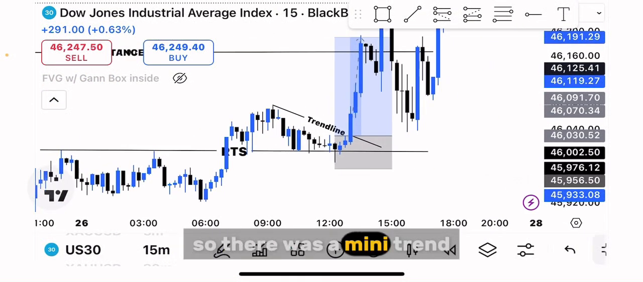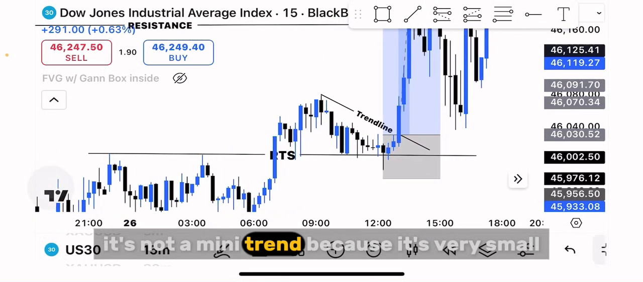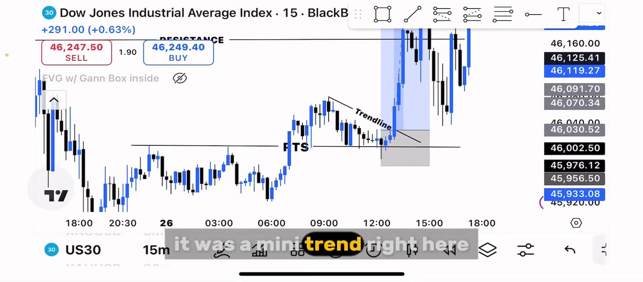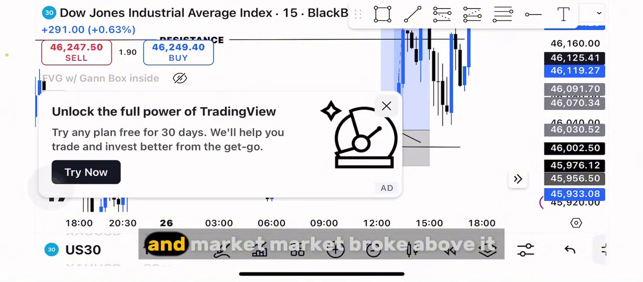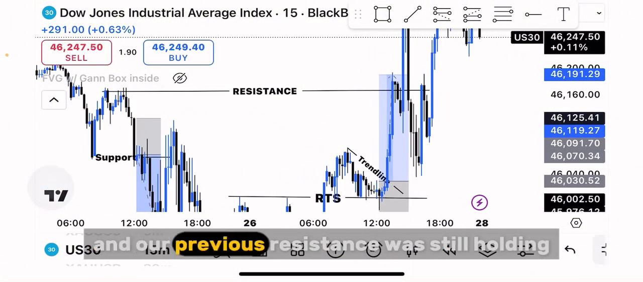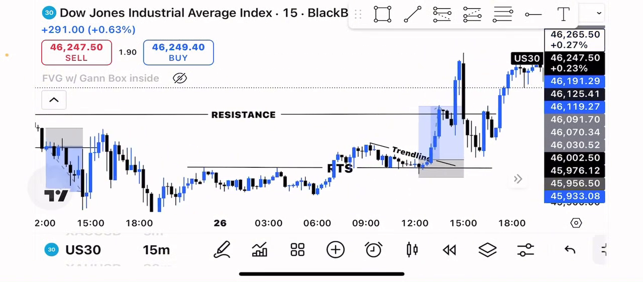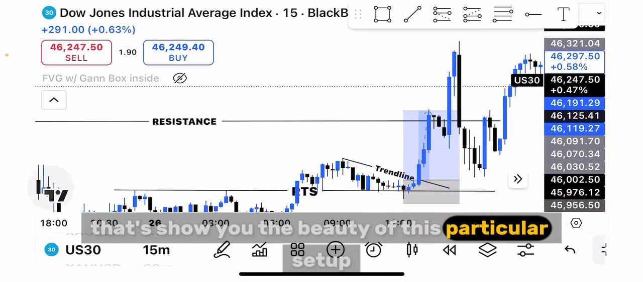So there was a mini trend, because on 15 minutes we don't call it a trend line again. It's now a mini trend because it's very small. It was a mini trend right here, and market broke above it, giving us a solid 1 to 3 risk reward. And our previous resistance was still holding. Market still broke above it. That shows you the beauty of this particular setup.